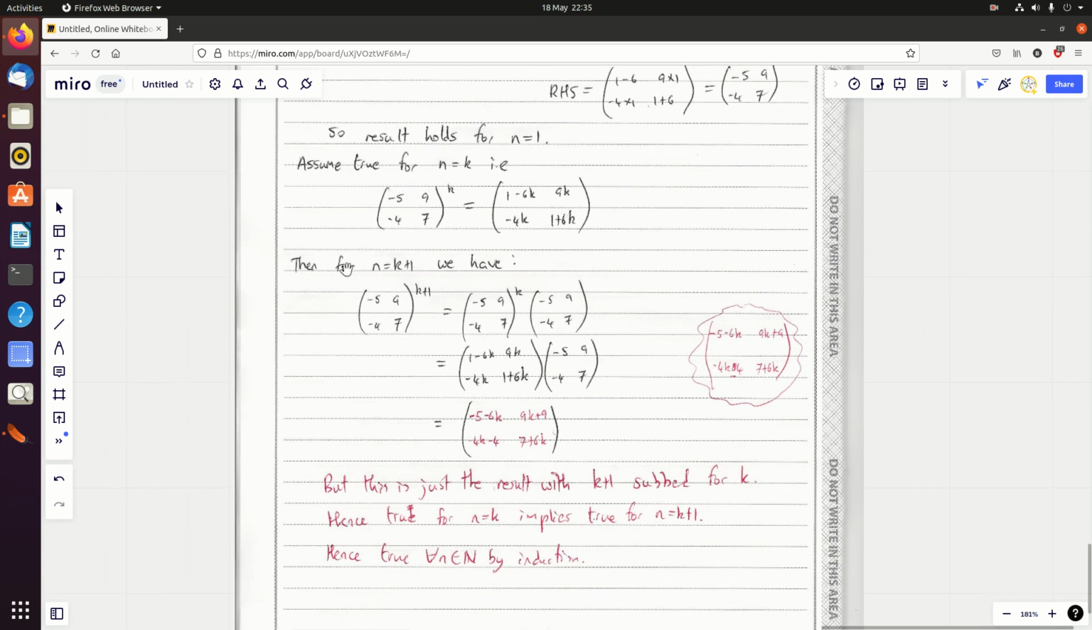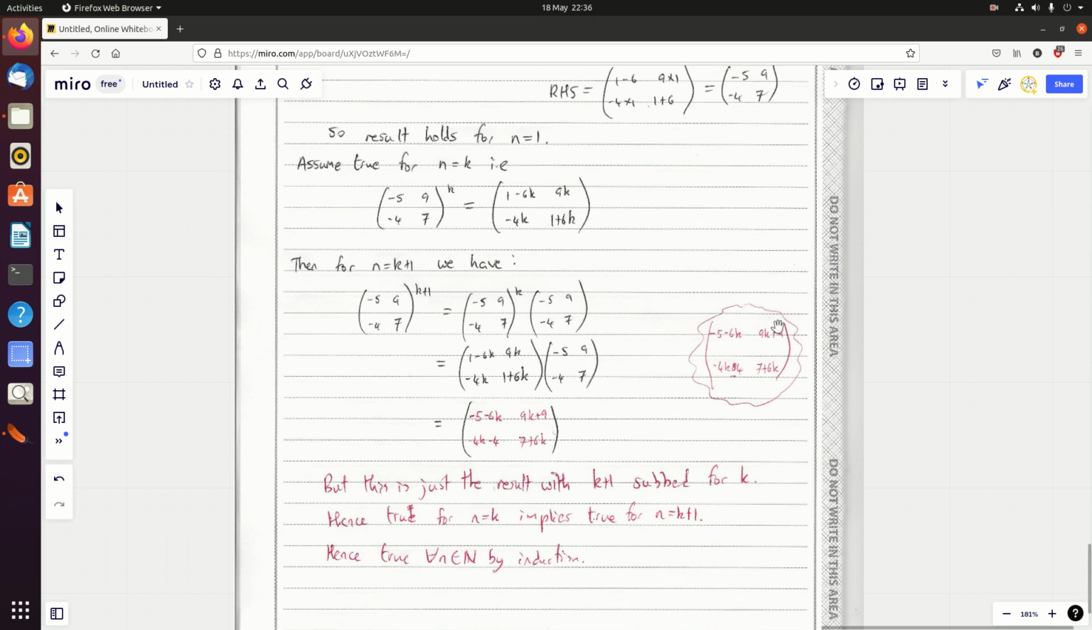And then you're going to say, well, what about the next number after that? Well, that's k plus 1. Well, if we use this as minus 5, 9, minus 4, 7 times k, to the power of k times by itself once more, we can then use the assumed result, which you always need to do in induction. If you don't use the result you assume true, you're doing it wrong. And then multiply it out.